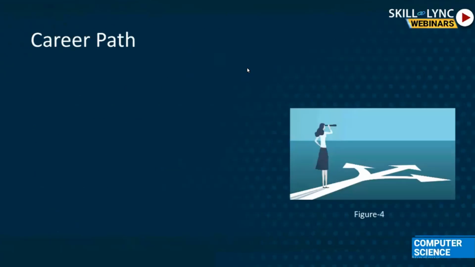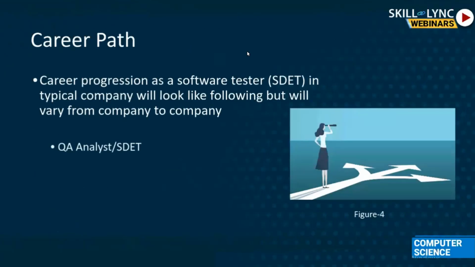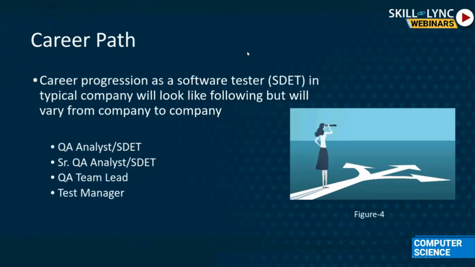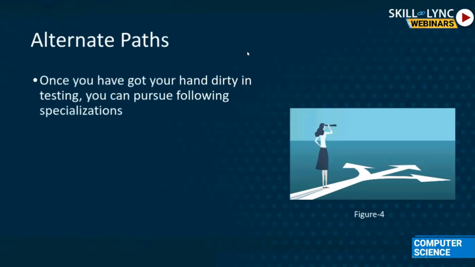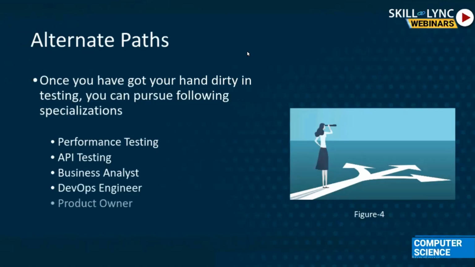And if you talk about the career path, typically in any company, there will be a QA analyst role, which we also call SDET. That is nothing but software development engineer in test. We will have a senior QA analyst or SDET. Then we'll have a QA team lead, followed by test manager, and then senior test manager. And probably after that, you can also become product owner, scrum master, and so on and so forth, as an alternate path. So if you can see here, you can also go for performance testing, API testing. You can go for a BA role. You can also apply for a DevOps engineer role. You can also become product owner, scrum master, and so on and so forth.